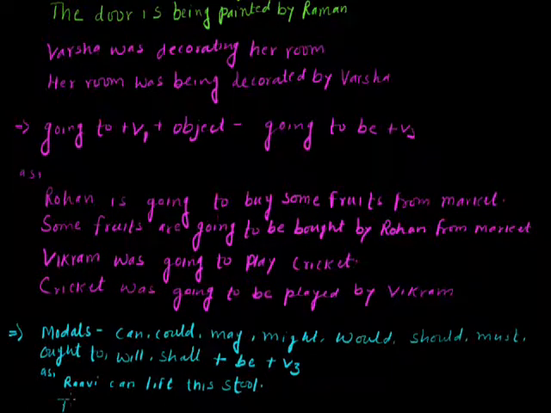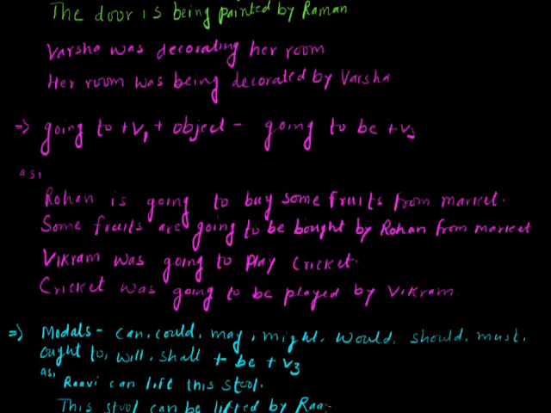Okay, this stool is the object in the sentence above. Then the modal can will be used, and we will add be after that. Then the third form lifted will be used, and then the by, and then the doer Ravi. So in this manner we will make the passive voice of the sentence in which the modal auxiliaries are given.